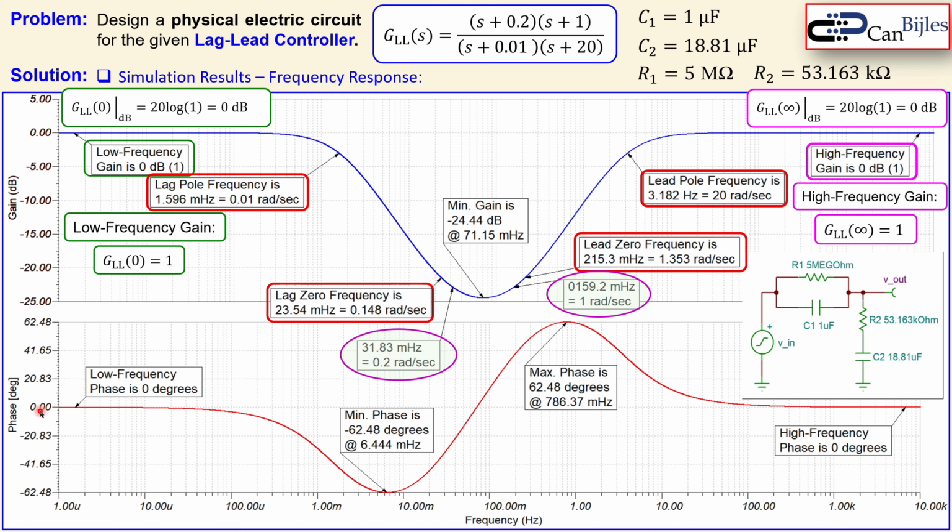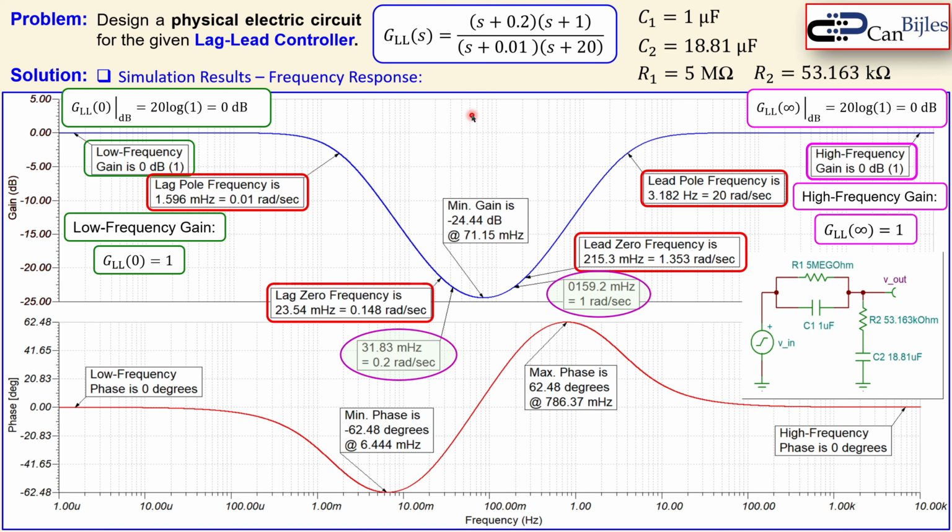You can also see from the phase that it started at 0 degrees and then jumps down to a very negative value, approximately minus 62.5 degrees, and then goes back to 0 degrees, and then jumps to the maximum value, the exact same value but positive, and then reaches again 0 degrees. So it is doing a similar thing as the gain response.